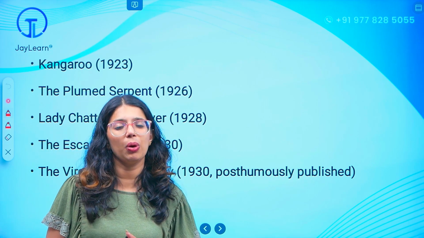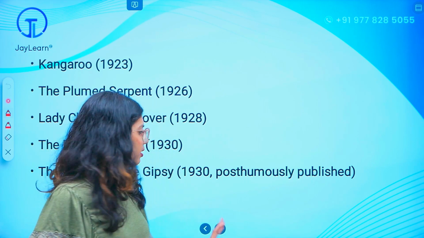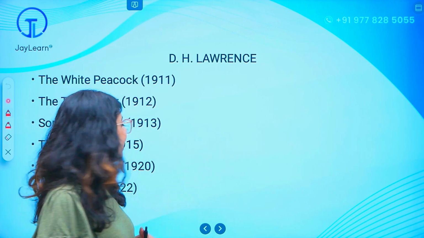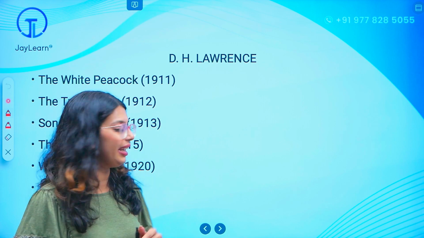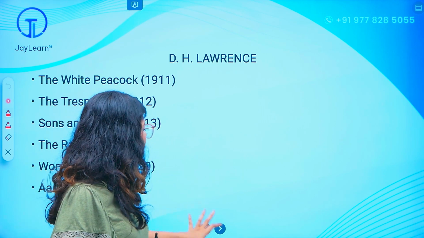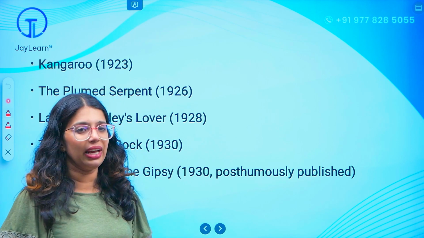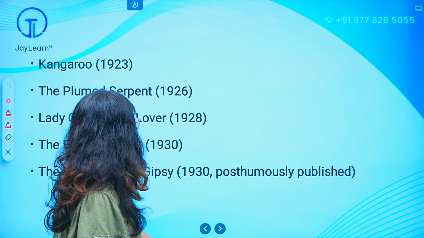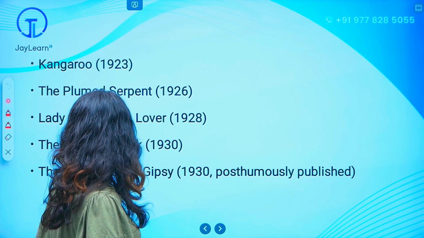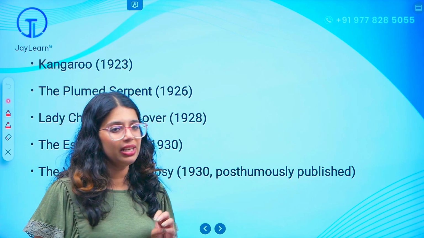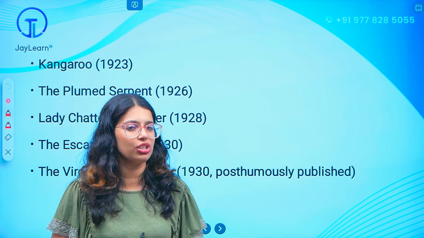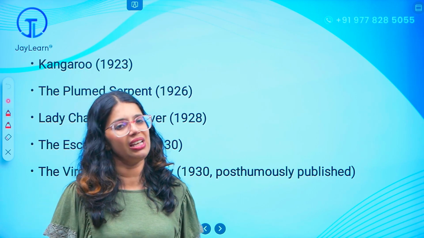So this is the chronology of the works of D.H. Lawrence. The White Peacock, 1911, The Trespasser, 1912, Sons and Lovers, 1913, The Rainbow, 1915, Women in Love, 1920, Aaron's Rod, 1922, Kangaroo, 1923, The Plumed Serpent, 1926, Lady Chatterley's Lover, 1928, The Escaped Cock, 1930, The Virgin and the Gypsy, 1930.